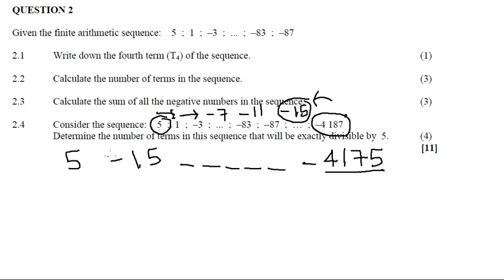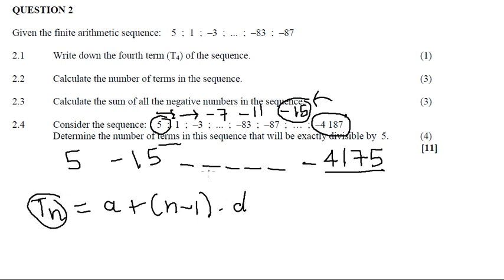So now we formed a new sequence, and all I have to do is figure out the number of terms. So I could use my Tn formula for an arithmetic pattern, which is Tn is equal to a plus n minus 1 times d. Tn is the last term that's divisible by 5, which is negative 4175. A is the first term, which is 5. N we are trying to calculate.